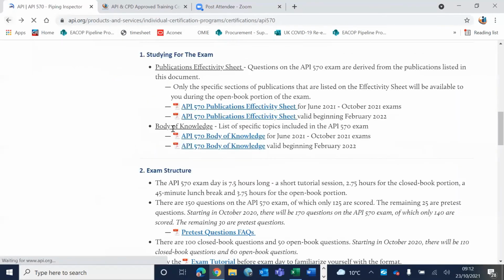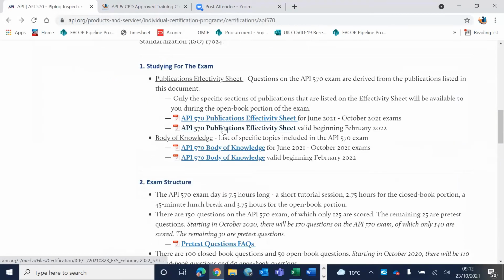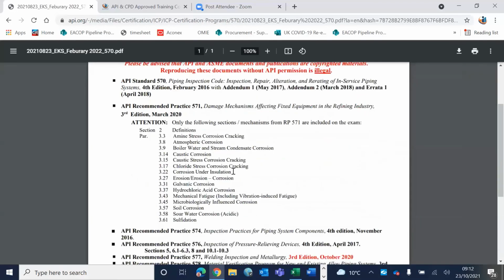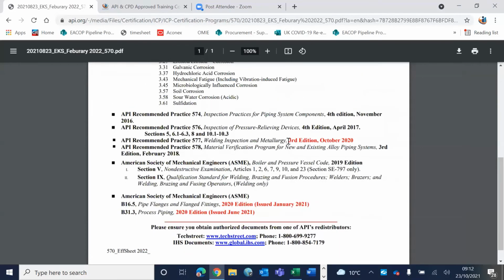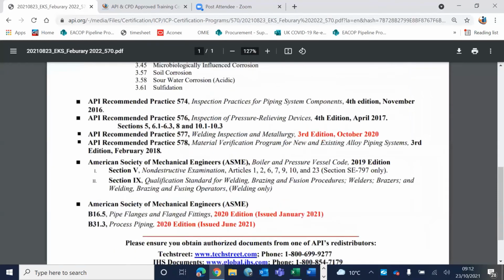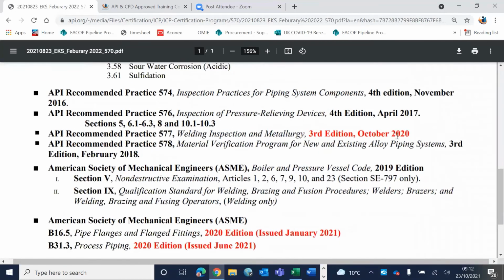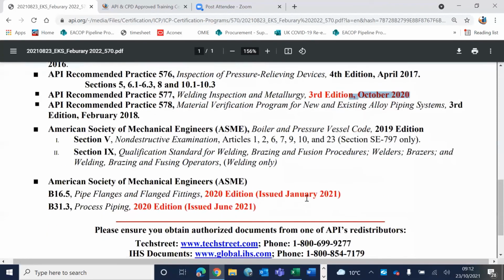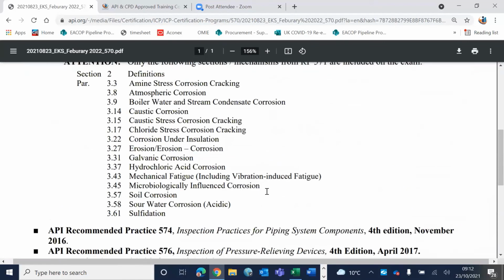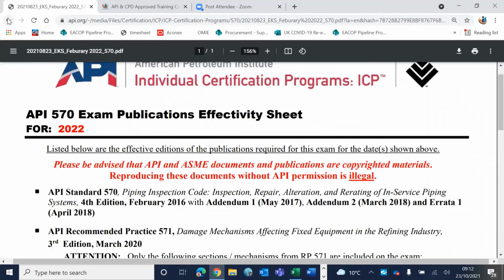Now, having said that, I want to first go to the future publication effectivity sheet, which is effective from February 2022, and you can understand how it has been revised. So as you can see here, there have been a couple of revisions. 577, for the next exam, they will be using the October 2020 revision of this recommended practice. And same here, as you can see, on B16.5 and B31.3. So these are the revisions. Everything else remains the same.